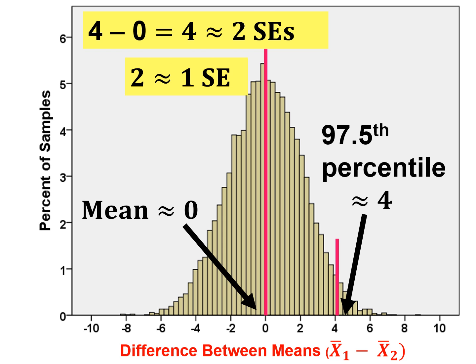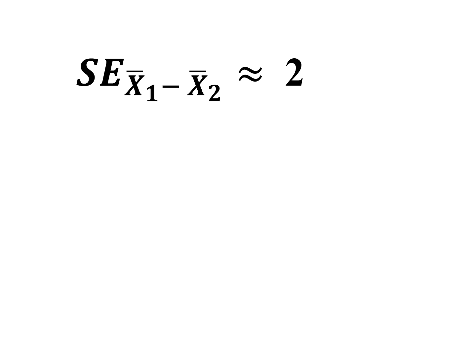If 4 is equal to 2 standard errors, then 2 is equal to 1 standard error, and that is going to be our estimate. So, this is one way in which you can estimate a value for the standard error by using your histogram. We made an estimate, and the standard error is approximately 2. But again, this is only an estimate. And as good statisticians, we always want to be as precise as possible. So how do we get the exact value of the standard error?